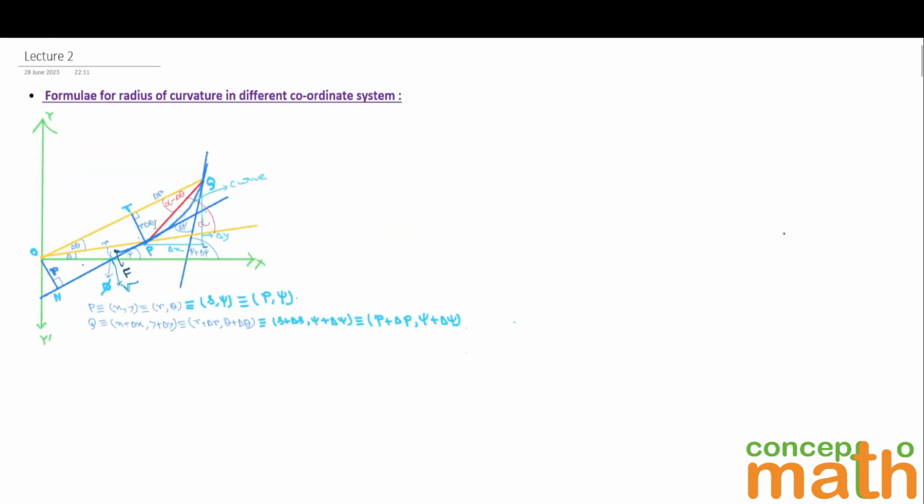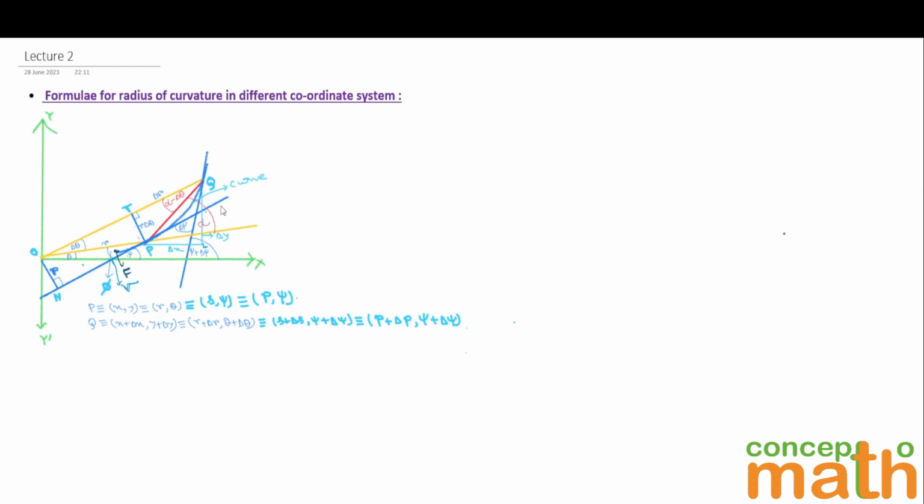So to do that, let us go through the following figure where in the curve FPQ, suppose we have to find the radius of curvature at the point P, of which Cartesian and polar coordinates are (x, y) and (r, theta) respectively. Also, we will assume that the tangential angle at P is psi and the perpendicular distance from origin to the tangent at P is small p.